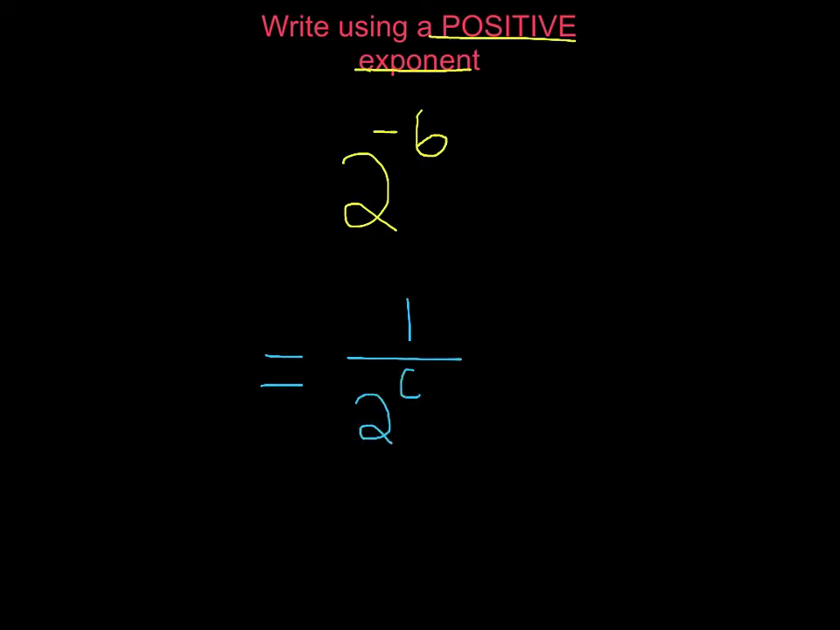So for the first one, I have 2 to the power of negative 6, but we're not going to evaluate it. The directions say just to rewrite this using a positive exponent. So to rewrite it, all we have to do is, a negative exponent means fraction. It means 1 over 2 to its positive 6th power. So we're not going to evaluate what that finally equals. We're just rewriting it as a positive exponent.